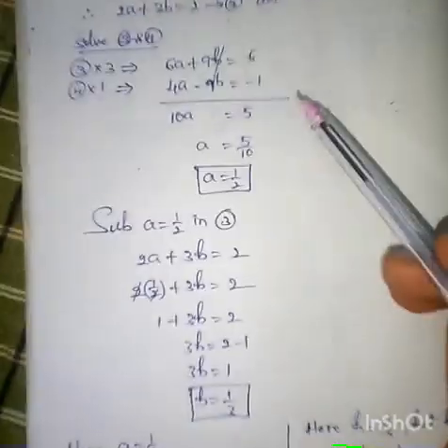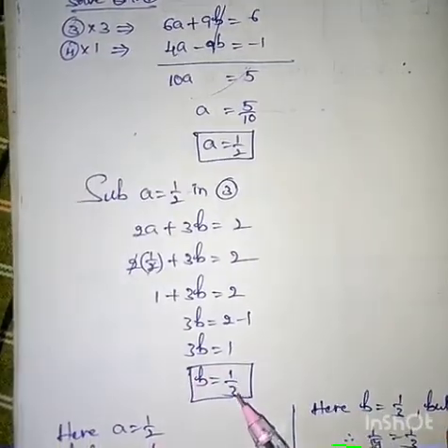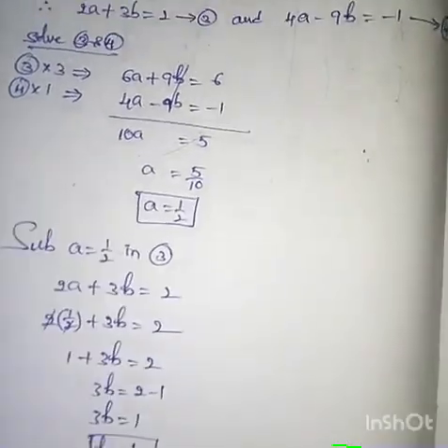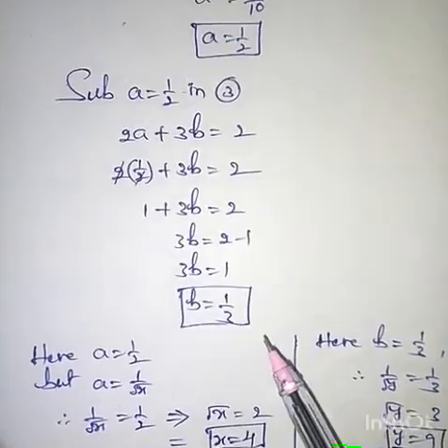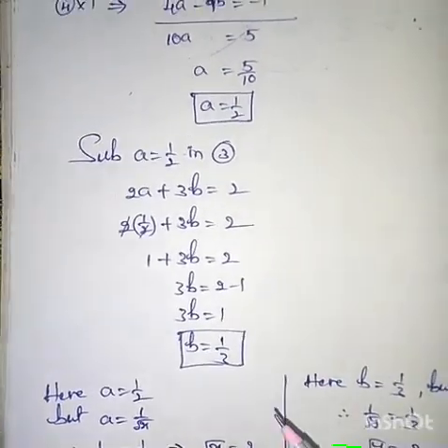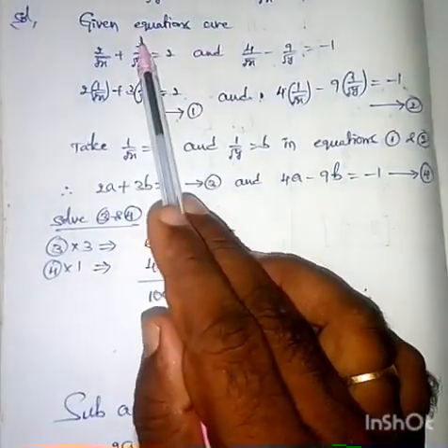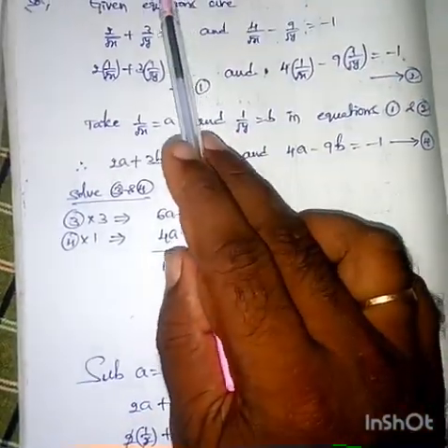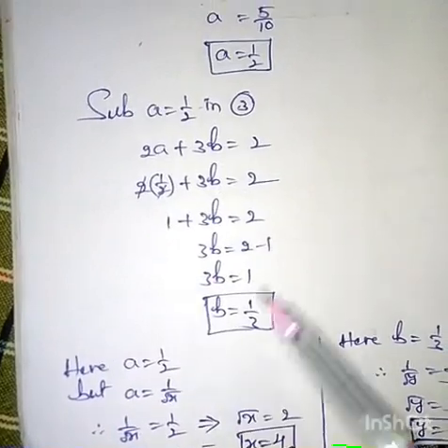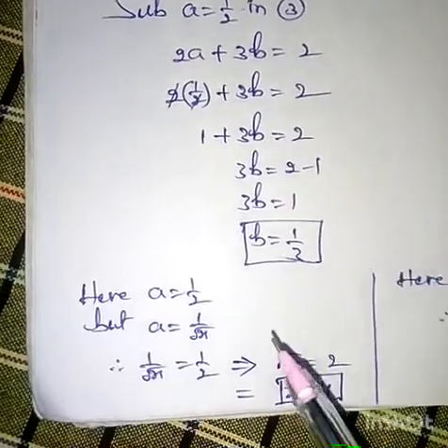Okay students, now we solved the a and b values, a equal to 1 by 2 and b equal to 1 by 3. But our solution is x y values. If we solve the x y values, then only we solved that problem, because the given problem is in x y variables. That's why we need to find x y values. So let's move on to the problem for solving x y values.